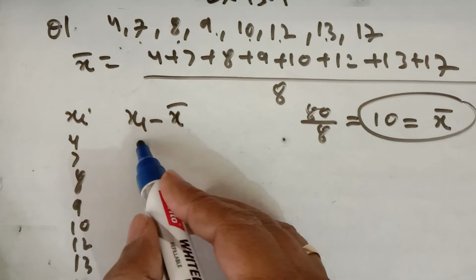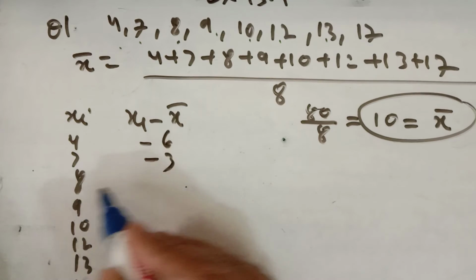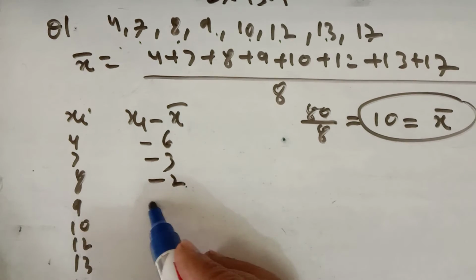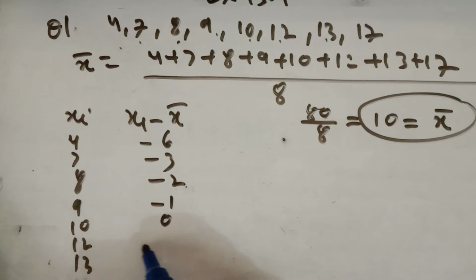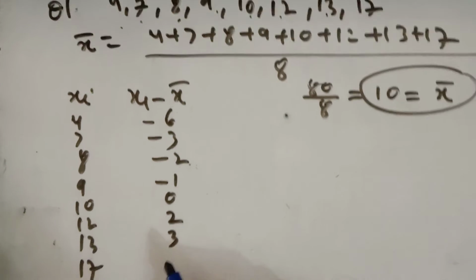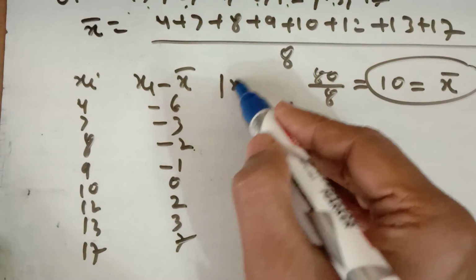Subtract करेंगे. 4 minus 10 is minus 6, 7 minus 10 is minus 3, 8 minus 10 is minus 2, 9 minus 10 is minus 1, 10 minus 10 is 0, 12 minus 10 is 2, 13 minus 10 is 3, 17 minus 10 is how much? 7.